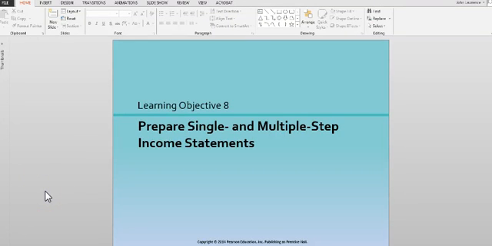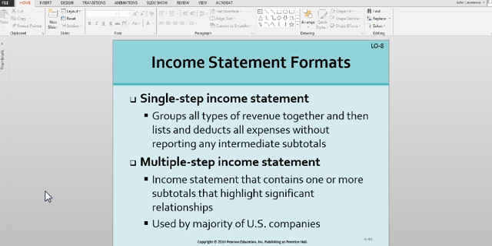Okay, class, let's move now on to the income statement. Understanding, of course, that the income statement is the sum of all of your revenue less all of your expenses, which creates net income, and in turn that will flow up into retained earnings.